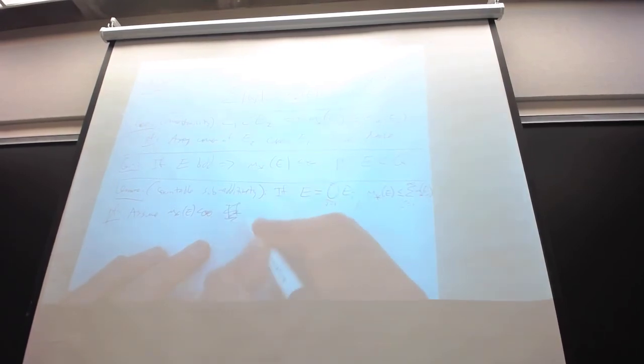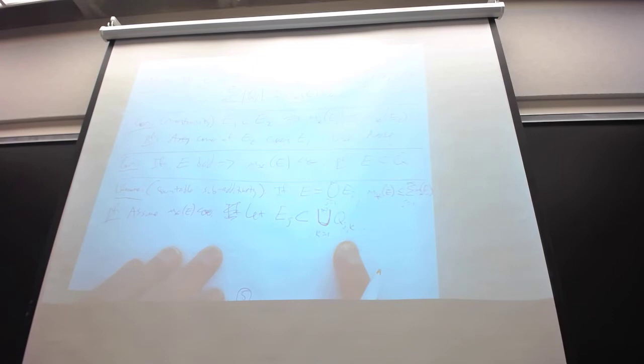So let's say let each E_j be covered by a disjoint union or almost disjoint union. Since these are upper bounds, we're not worried about disjointness or not. I need a new letter: the union over k from 1 to infinity of Q_{j,k}. So each one of them is bounded by this countable set.